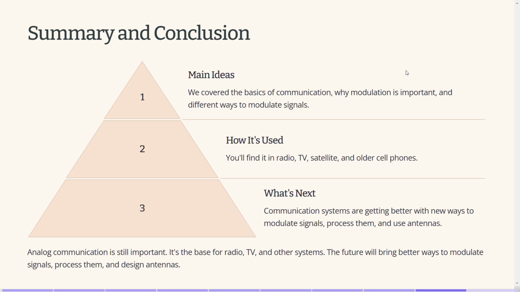So, summary and the conclusion. We cover the basics of communication, why modulation is important and different ways to modulate signals, and how it is used. You will find it in radio, TV, satellite, and older cell phones. Communication systems are getting better with new ways to modulate signals, process them, and use antennas. Analog communication is still important. It is the base for radio, TV, and other systems. The future will bring better ways to modulate signals, process them, and design antennas.